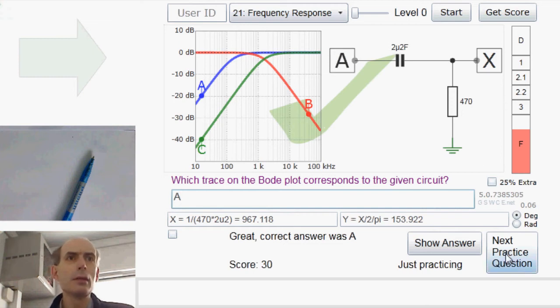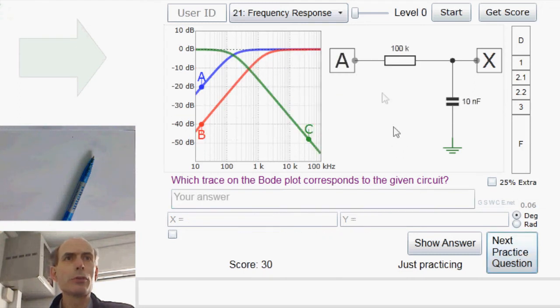Fine. That's probably the most complicated one you can get at level 0. This one. Here we have something that is a low-pass filter. At very high frequencies, the capacitor looks like a short circuit. Effectively, we've connected our output here to ground, so we wouldn't expect to see anything at all.